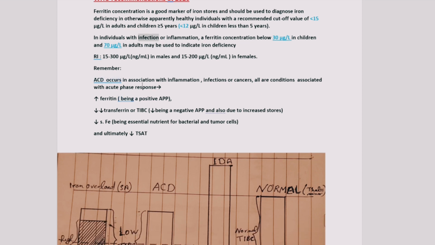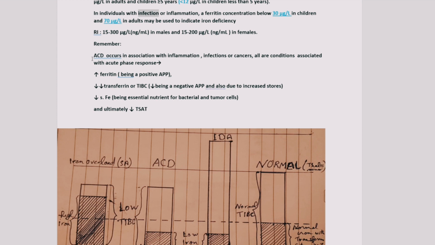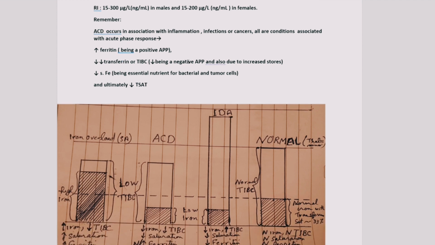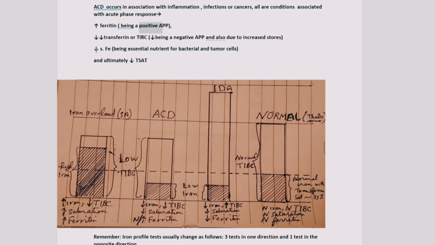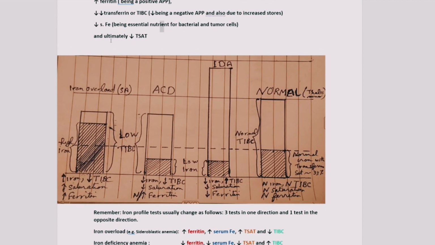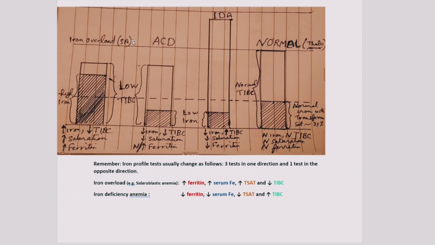Remember that anemia of chronic disease occurs with inflammation, infection, cancer, and is associated with acute phase response. In anemia of chronic disease, we find decreased TIBC because it's a negative acute phase protein, and increased ferritin because it's a positive acute phase protein. Serum iron is low because it's an essential nutrient for bacteria and tumor cells, and ultimately this leads to reduced transferrin saturation.